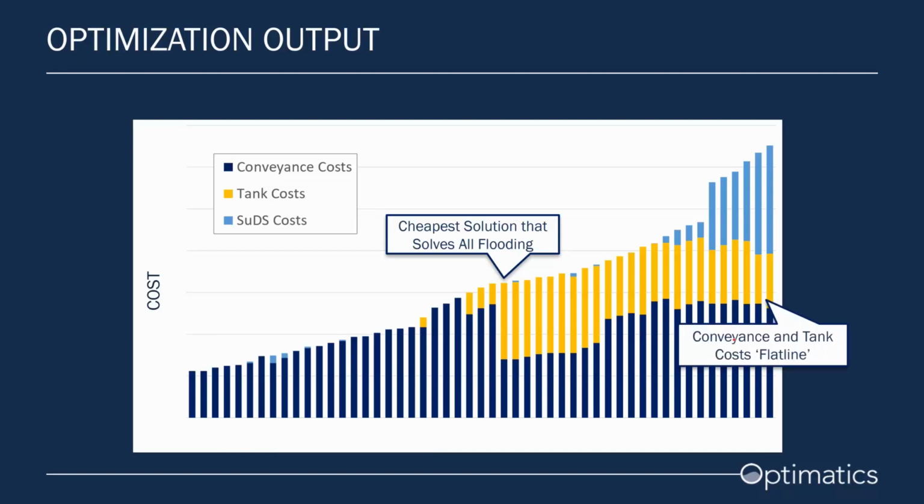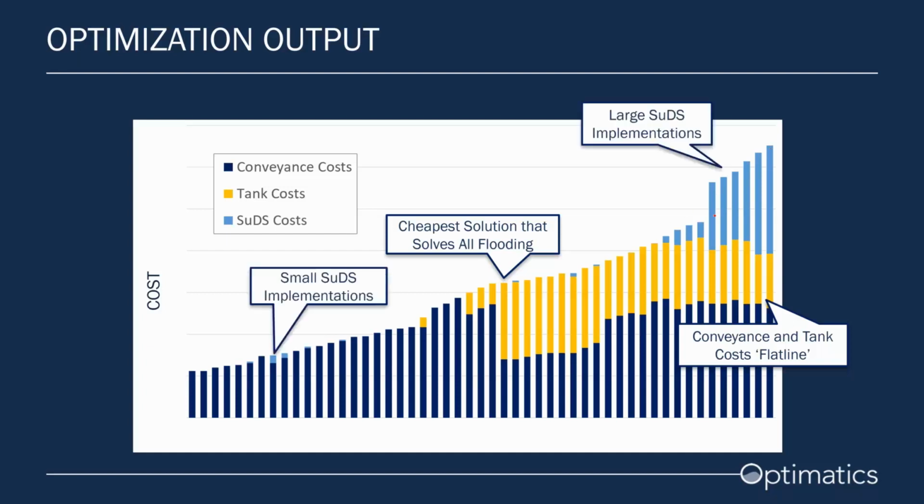So a couple of things that we can notice here from our results is that the conveyance and tank costs actually flatline. Once we start spending a certain amount, the pipes don't get upsized further. The storages don't get any bigger. We just see the cost starts increasing through the green infrastructure options. And we can also see that at the higher cost end, that's where we have quite significant SUDS implementation. We can see some small implementations here at some of the cheaper ones, but they don't really start showing up until we're at this level of spend.